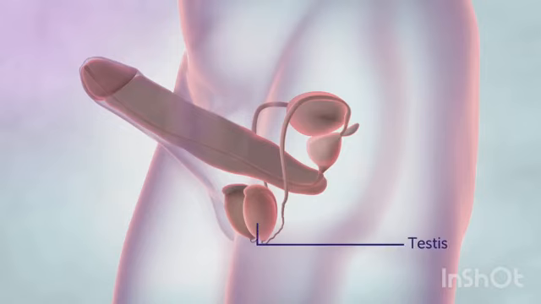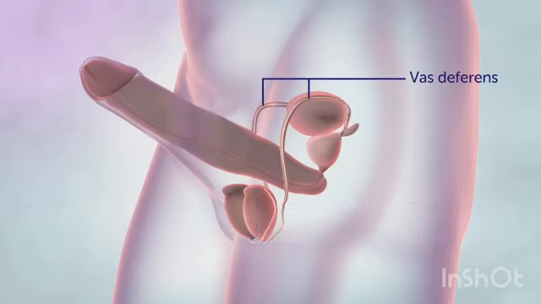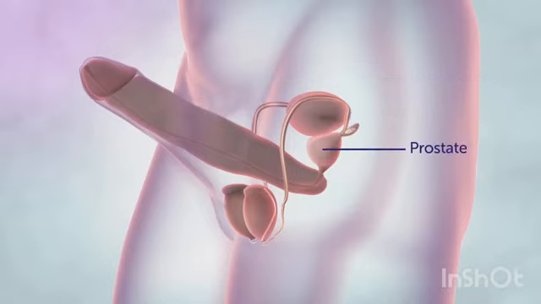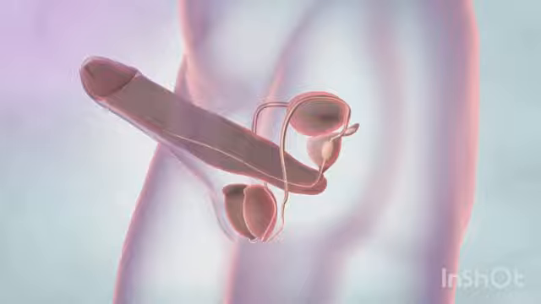At the back of each testis is the epididymis, a tube where sperm is stored. When the penis is erect, sperm moves from the epididymis and through the vas deferens to the urethra. The seminal vesicles make a fluid that mixes with sperm in the urethra. The prostate gland is about the size of a walnut. It surrounds the first part of the urethra and adds more fluid to the sperm. During orgasm, the prostate squeezes this fluid into the urethra and out of the body.